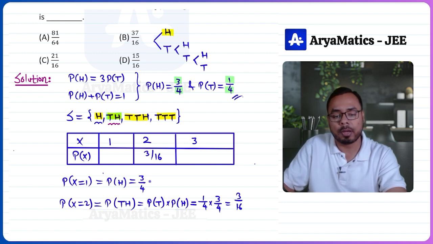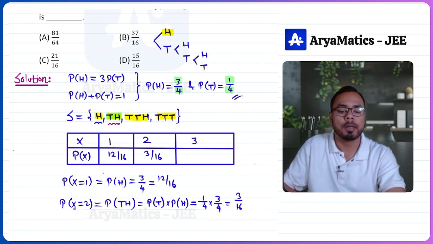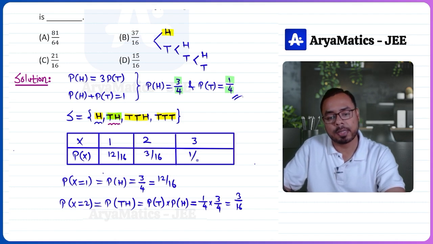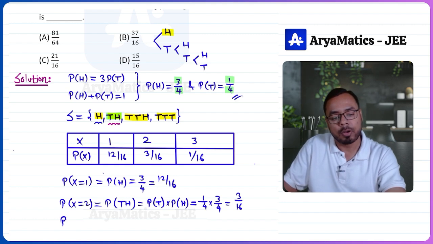Let us create a common denominator. So we can write this as 12 by 16. And now the sum of all the probabilities should be 1. So from there you can very easily see that the probability that x is 3 must be 1 by 16. Or another way of saying that is that there will be 3 tosses.